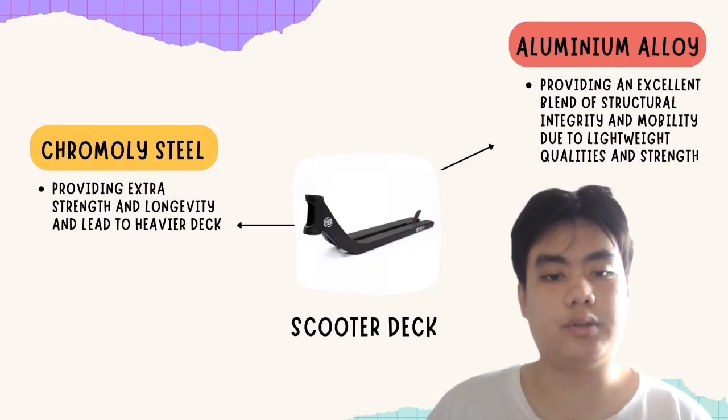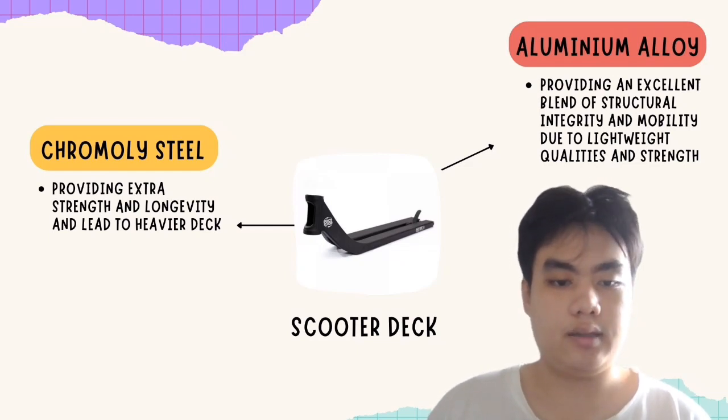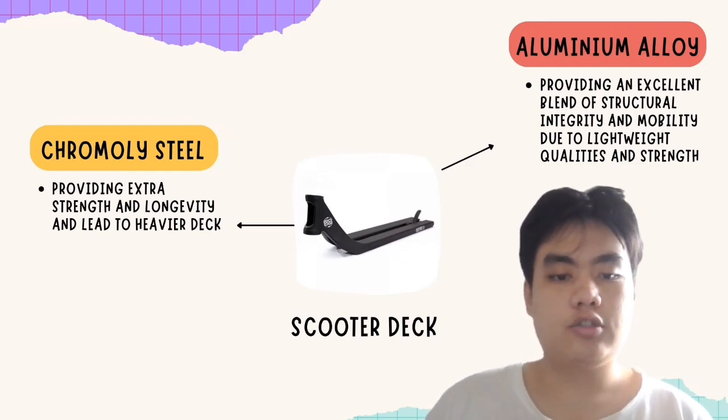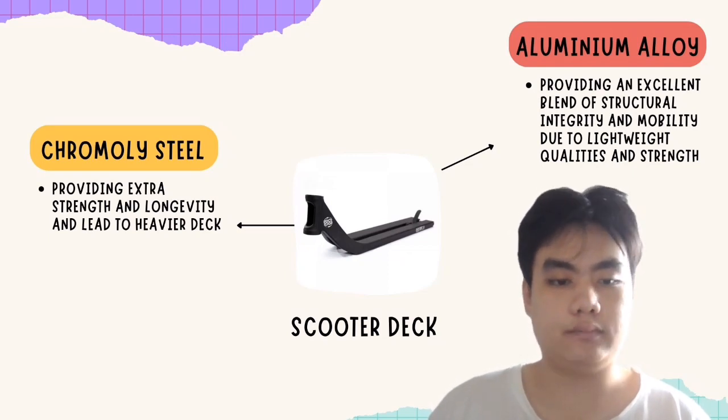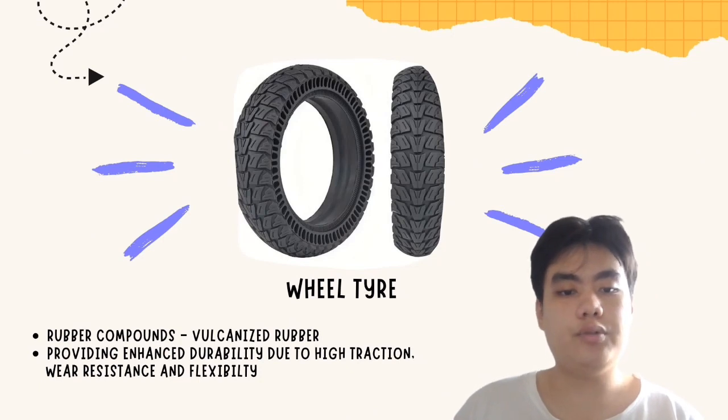Now, let's focus on the scooter deck. First is chromoly steel, providing extra strength and longevity, though leading to a heavier deck. Next is aluminium alloy, striking a balance between structural integrity and mobility due to its lightweight qualities and strength. Finally, for the wheel tires, we recommend rubber compounds, vulcanized rubber, ensuring enhanced durability, high traction, wear resistance, and flexibility.